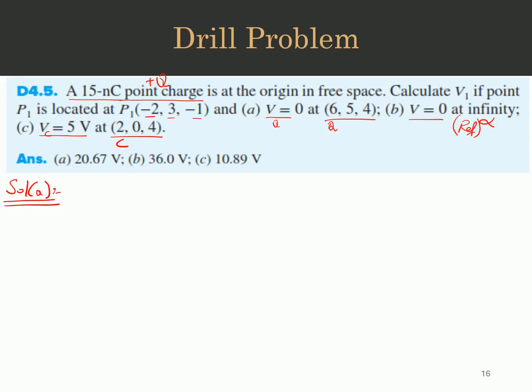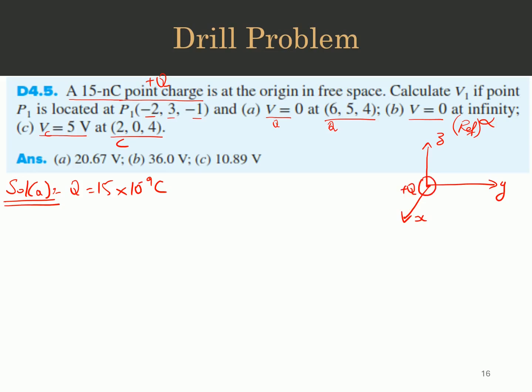So we have been provided a charge Q of 15 nanocoulomb, which is 15 times 10 raised to power minus 9 coulomb, and it's a point charge and it is at the origin. So let us try to visualize this. Let us draw the axes. This is Y, this is X, and this is Z, and the charge +Q is at the origin.